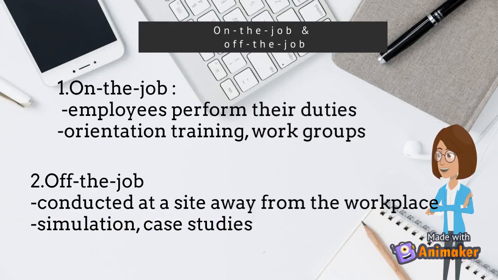Next, on-the-job training and off-the-job training. On-the-job training is where employees perform their duties, but under the close supervision of the trainer, who may be the manager, who will provide guidance, counseling, and opportunities to handle projects. While off-the-job training is conducted at a site away from the workplace. Training techniques include simulation and case studies.